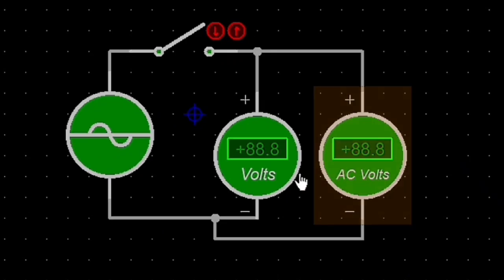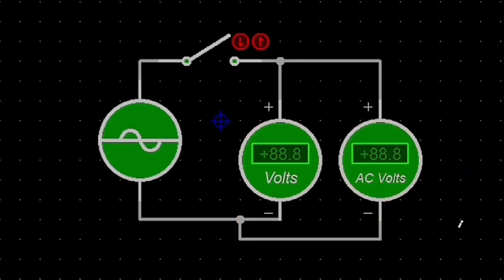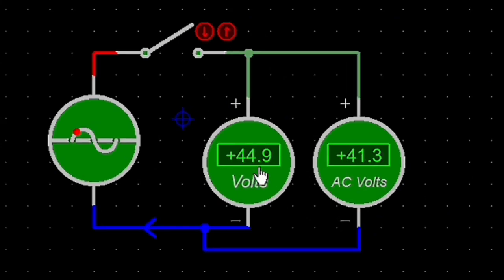So this is an AC voltmeter and this is a DC voltmeter. I am going to show you the difference between AC and DC voltmeter. Both voltmeters are reading the half cycle of this sinusoidal graph.